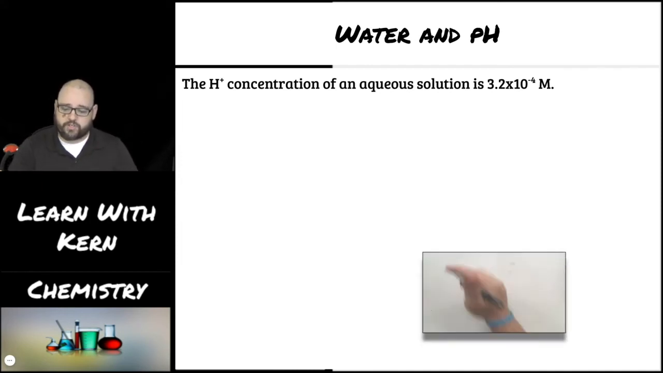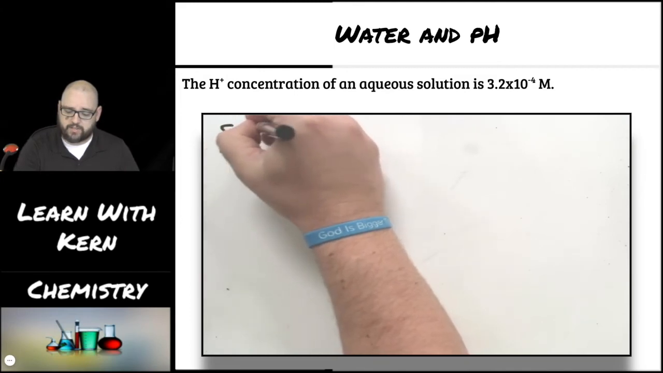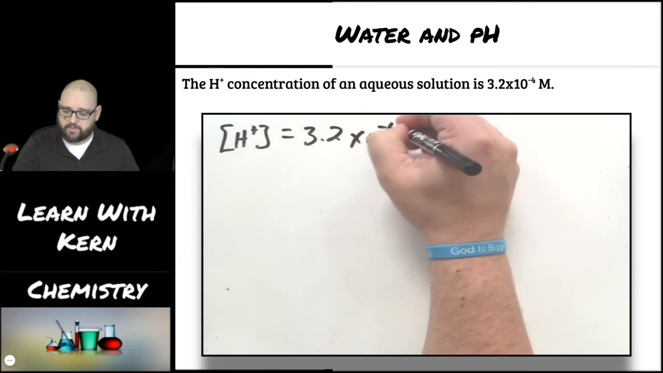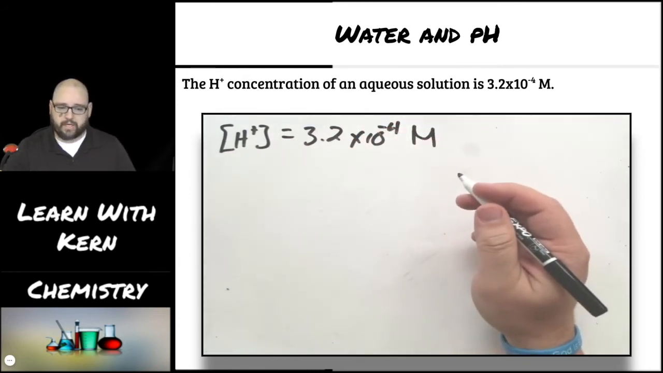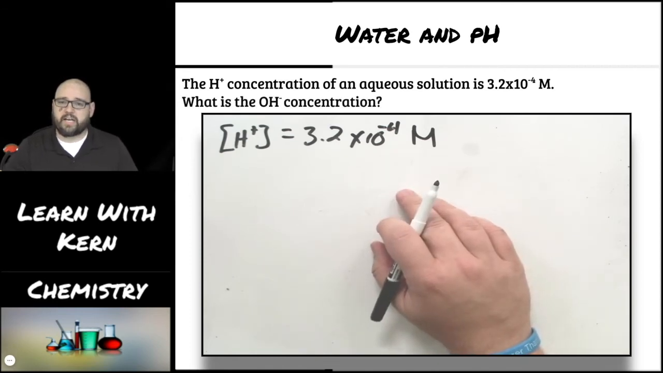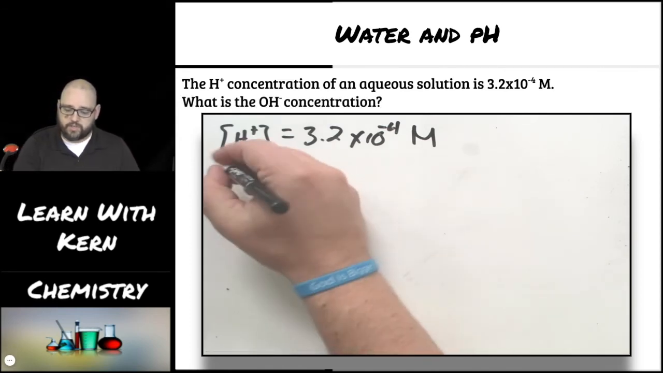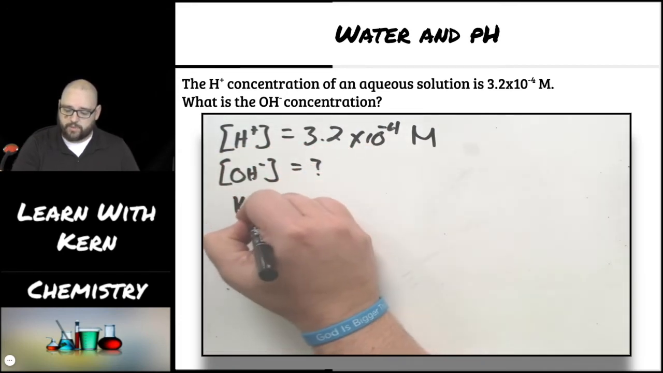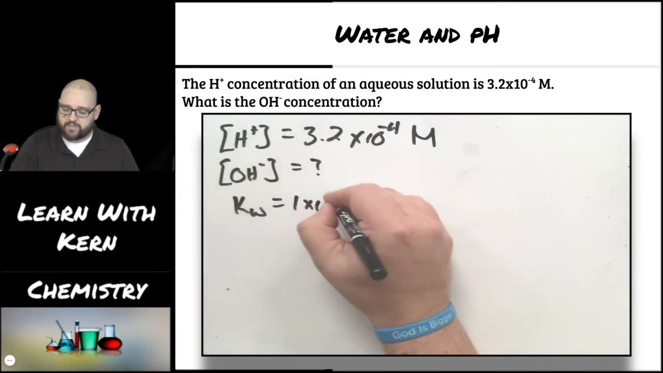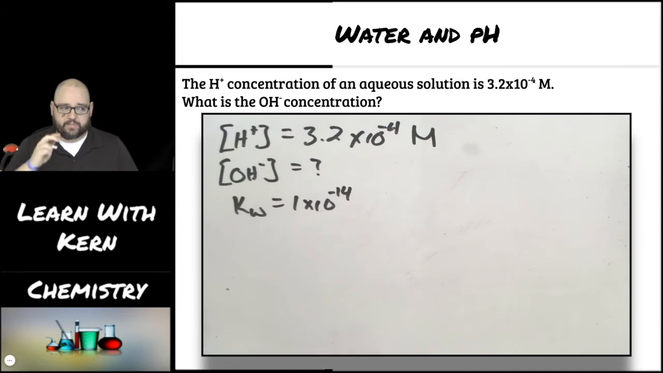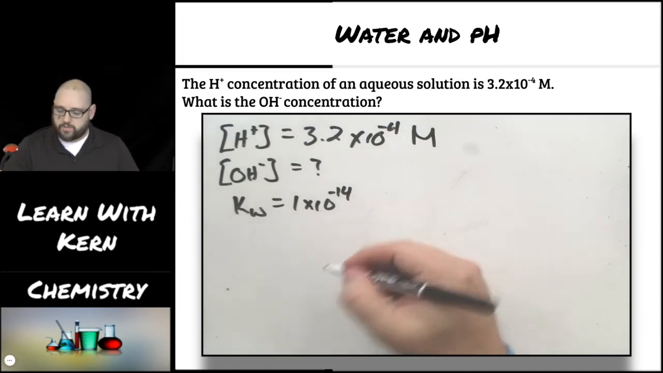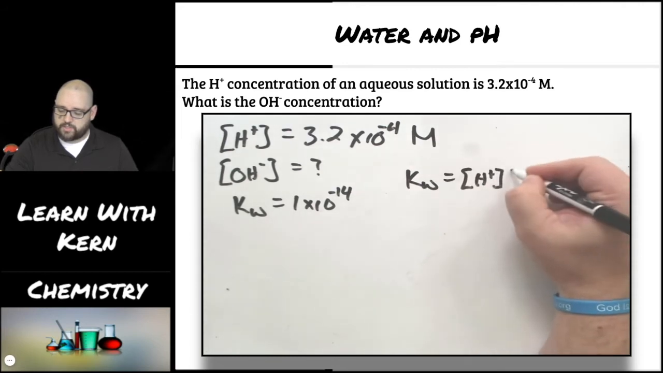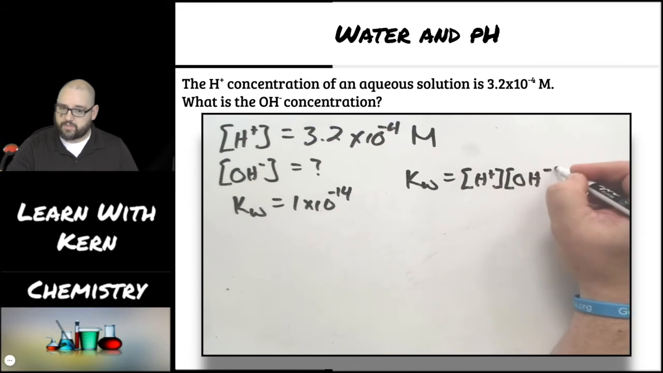The H plus concentration of a solution, so I've got my hydrogen ion concentration is 3.2 times 10 to the negative 4th molar. Okay? The question wants to know what is the hydroxide ion concentration. So I want to know what is my OH minus concentration. Well, I know that Kw is 1 times 10 to the negative 14th. That's always the value for Kw. So I know that Kw is equal to my H plus concentration times my OH minus concentration.